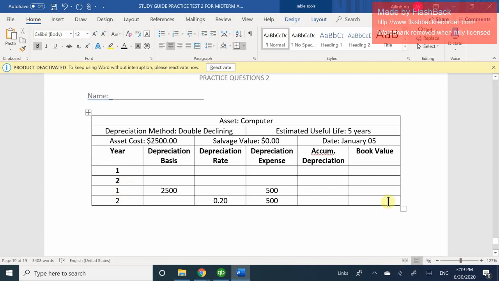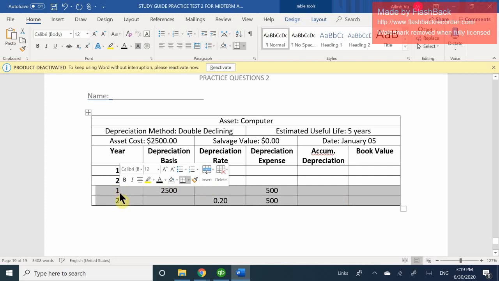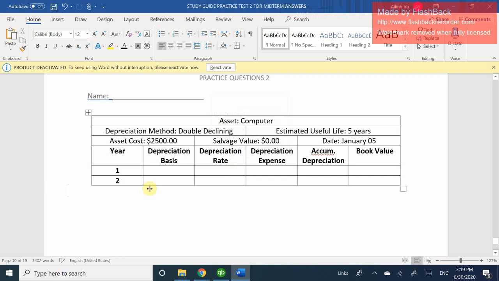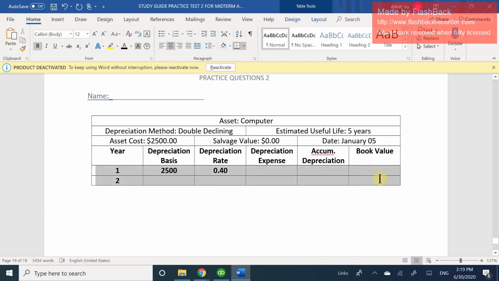Okay, so let's solve it as if this was one of the questions being asked. I have a computer, but this time I'm going to double decline it. So, what is my depreciation basis? 2,500. Yes. Depreciation rate would be 0.4. It'd be 1/5 times 2. Okay. It'd be 1,000.